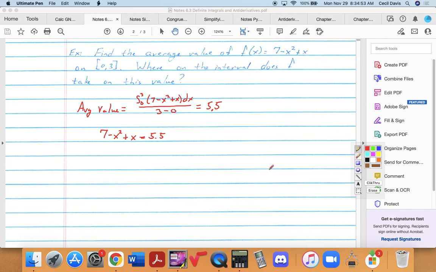How are we going to do that? Solve for x. How? Set it equal to 0. How? We moved the 5.5 over. With a truck? Yeah. Anytime someone talks about moving, subtract 5.5 from both sides. Yes, so this would be 1.5 minus x squared plus x is equal to 0.